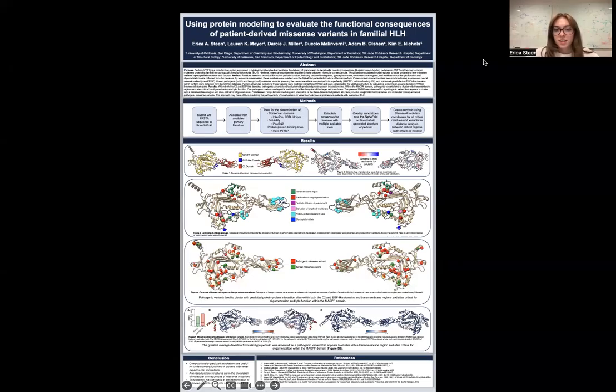Hi, my name is Erica Steen, and I'm excited to share about our use of protein modeling in the interpretation of molecular consequences of missense variants in familial hemophagocytic lymphohistiocytosis, or FHLH.